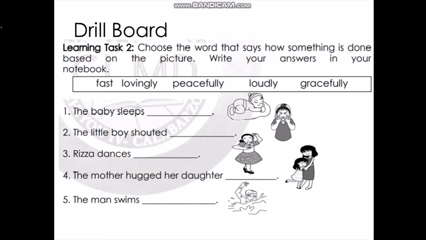So this is the instruction. Choose the word that says how something is done based on the picture. Okay, write your answer in your drill board. If you don't have your drill boards with you, you can use a paper. So the choices are fast, lovingly, peacefully, loudly, and gracefully. So number 1, the baby sleeps blank. Is it fast, lovingly, peacefully, loudly, gracefully?